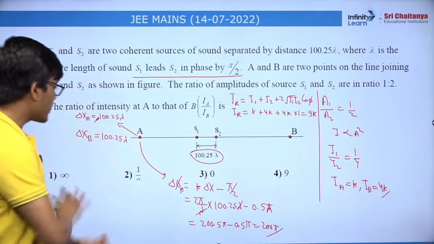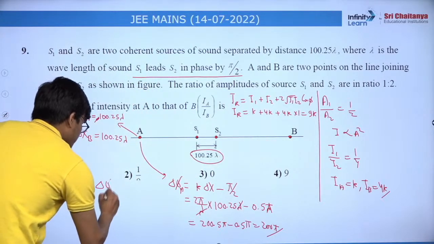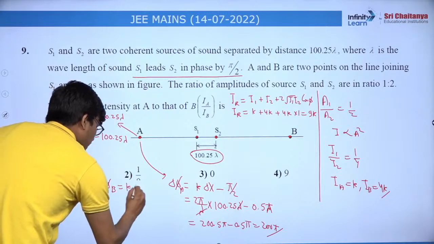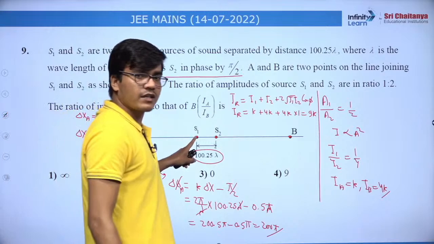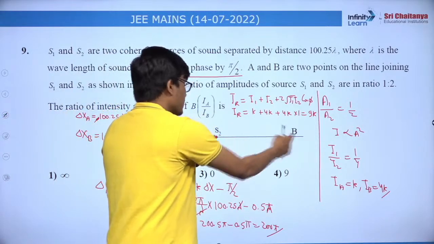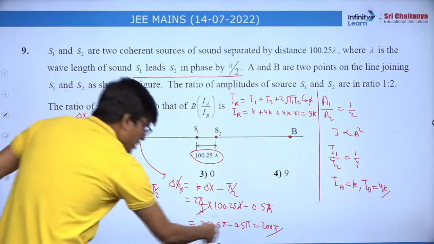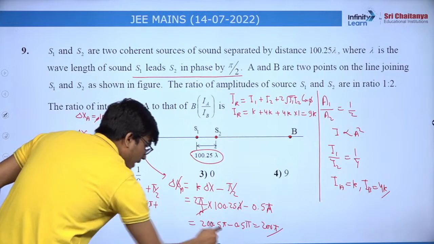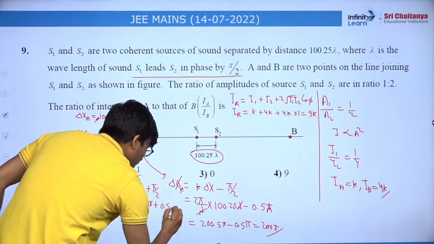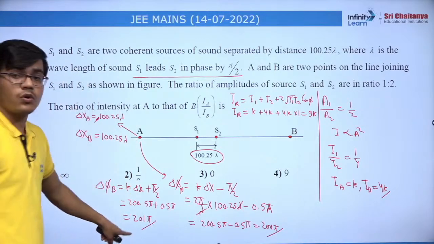In the same way, at B there will be no change in the path difference; the only difference will be K into delta x plus pi by 2, because this one is leading, right? So now when you subtract this phase difference, this is already leading, so plus pi by 2 will come. So what will happen in this expression? 200.5 pi, and instead of minus 0.5 you will have plus, means 201 pi, that is odd pi.